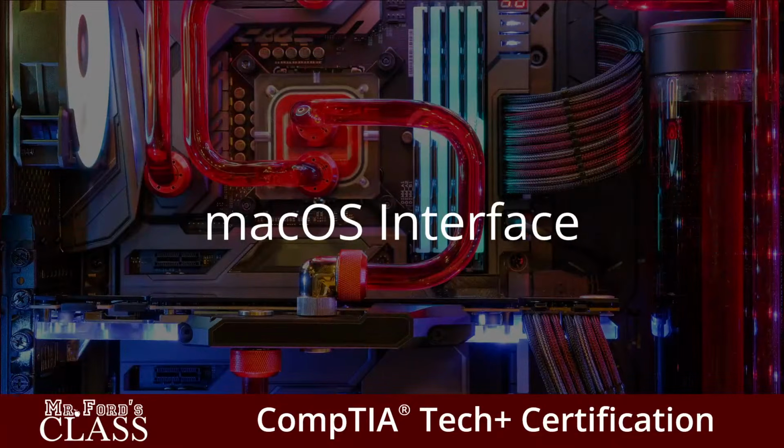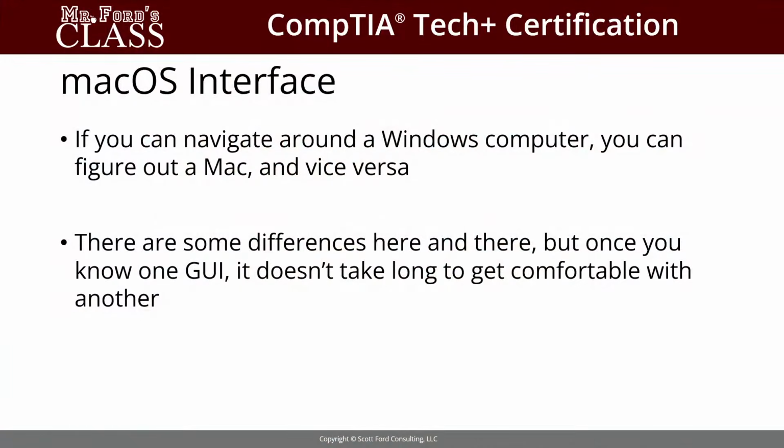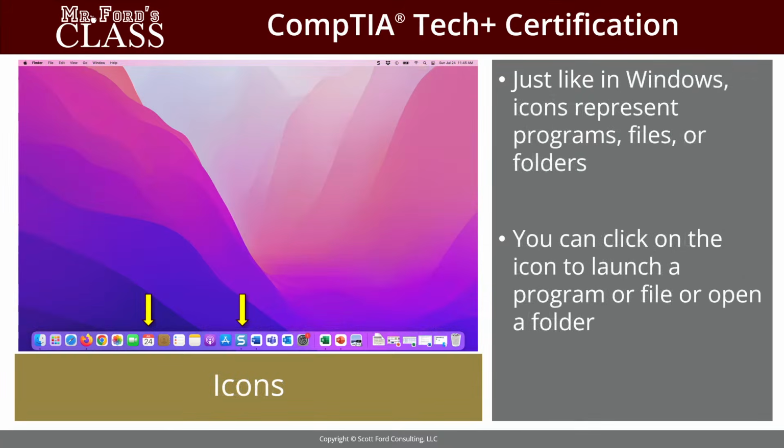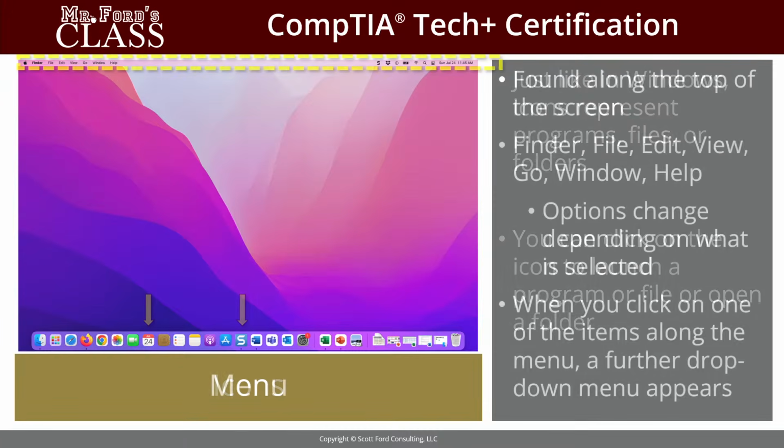So, the macOS interface. If you can navigate around a Windows computer, you can absolutely figure out a Mac and vice versa. There are some slight differences, but for the most part, you can figure it out. For example, we have a desktop. Just like the Windows environment, the desktop is a place where you get your work done. It's the background area of the computer where things are placed. Down on the bottom, we have icons. You click on icons, they open up different programs, and you can go from there.